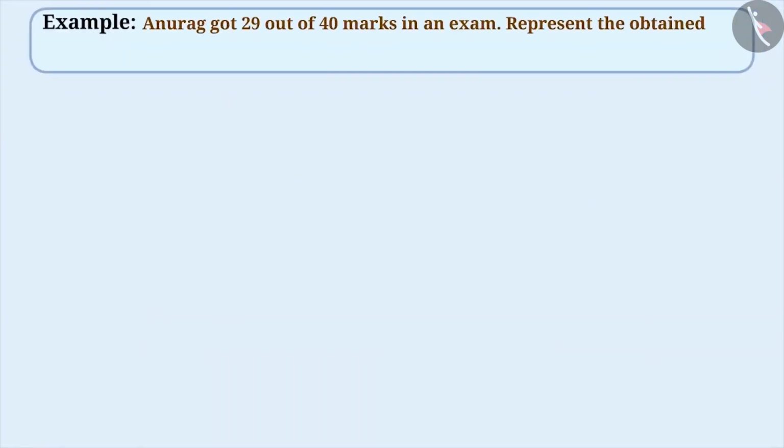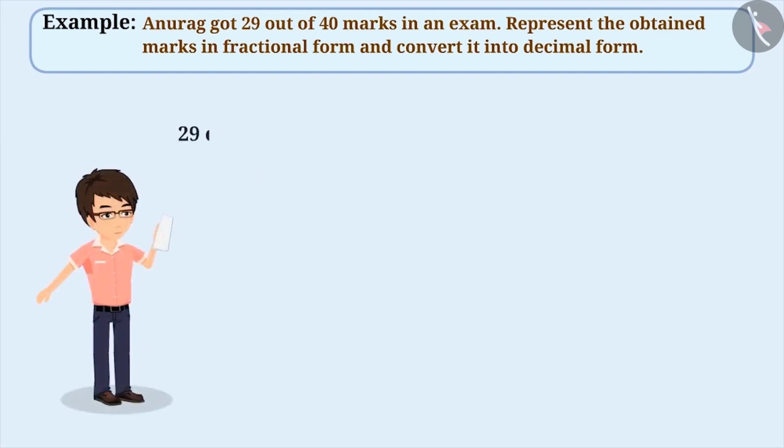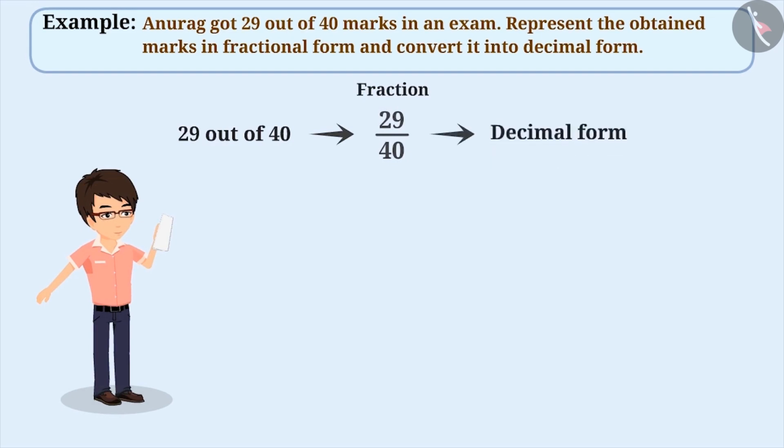Next example. Anurag got 29 out of 40 marks in an exam. Represent the obtained marks in fractional form and convert it into decimal form. Anurag got 29 out of 40 marks, so the fraction of the obtained marks will be 29 by 40. Let us represent this in decimal form.